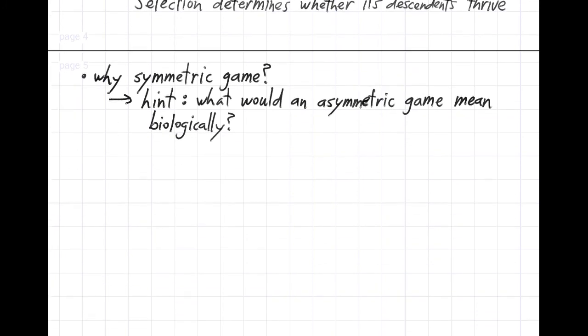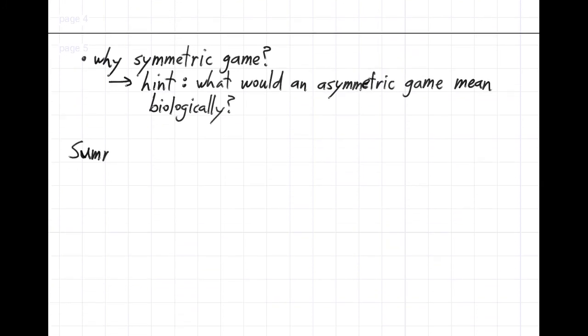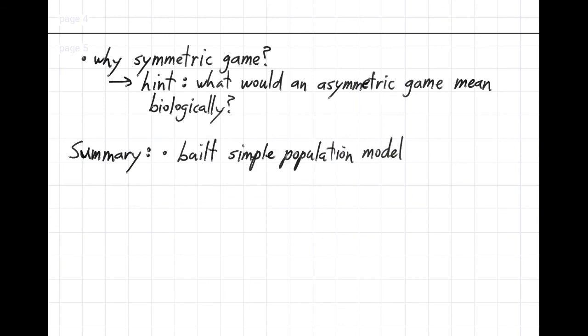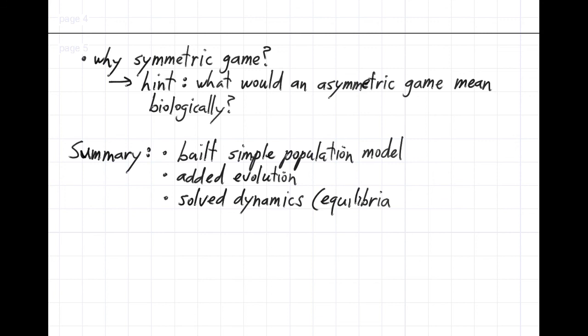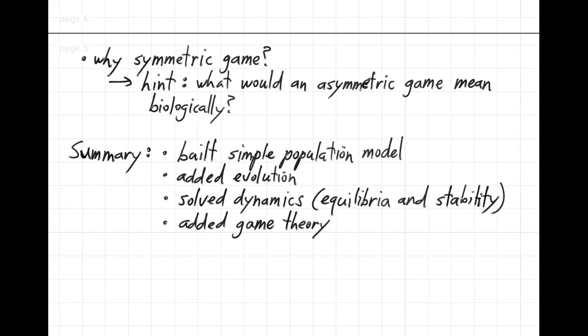Right now, let's just summarize what we did. So first, we built a simple population model. Then we added evolution into it. We solved the dynamics, by which I mean we found the equilibria and their stability. Then we added game theory. And in the end, we arrived at the replicator equation.